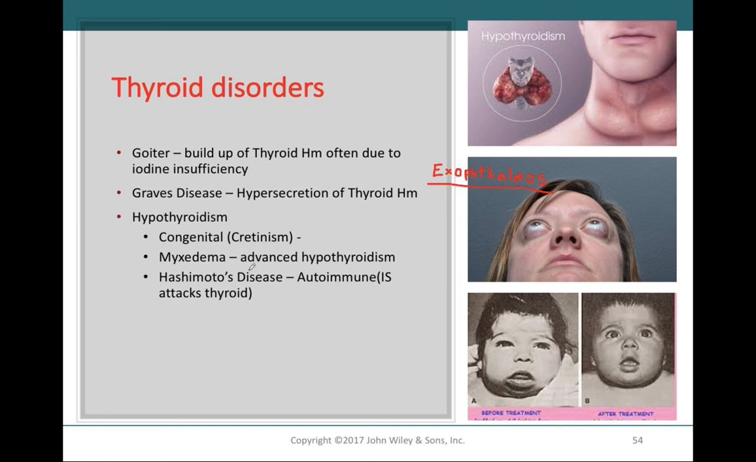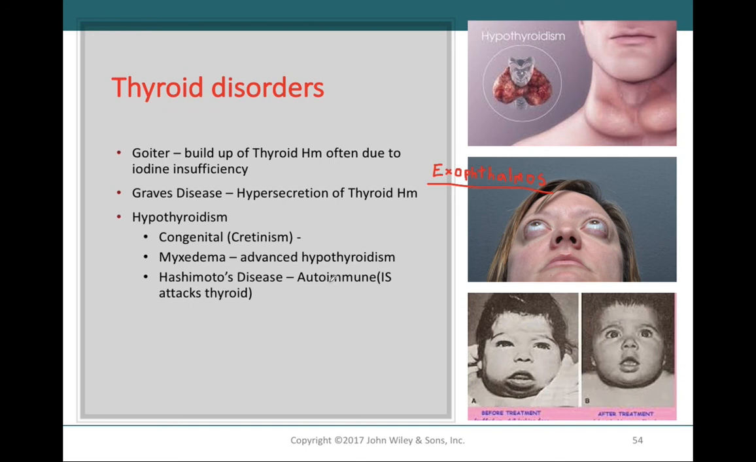Myxedema, on the other hand, is a type of advanced hypothyroidism. Myxedema manifests with symptoms such as a low heart rate, low blood pressure, sensitivity to the cold, and general lethargy. You can look at it as though we don't have enough thyroid hormone, so our metabolism is not working as quickly as it should, and we're therefore not going to have as much ATP production as we normally are supposed to have.